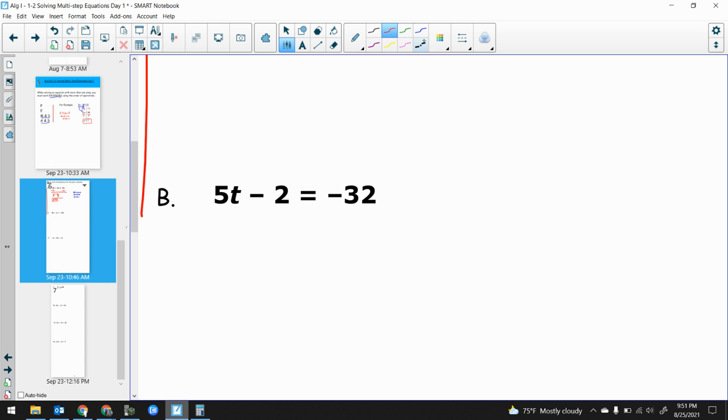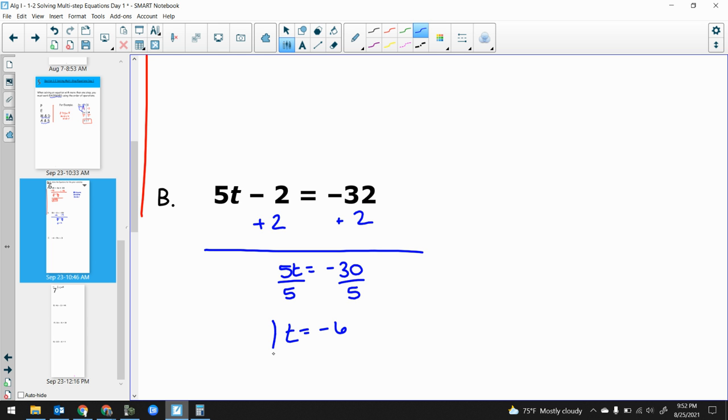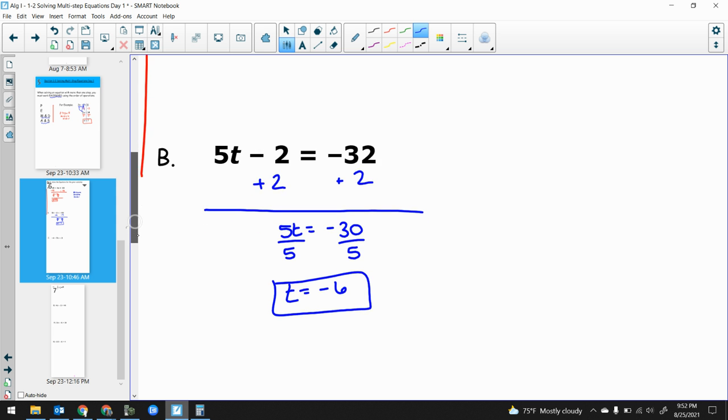5t minus 2 is equal to negative 32. All right, so again, remove all of the addition and subtraction. I see subtraction right here. And to undo that, I do some addition. Add down, I've got 5t left over on the left side. Negative 32 plus 2 is a negative 30. I get rid of the 5 next to the t by dividing it over to the other side. So t is equal to negative 6. Let's take a look at our next one.